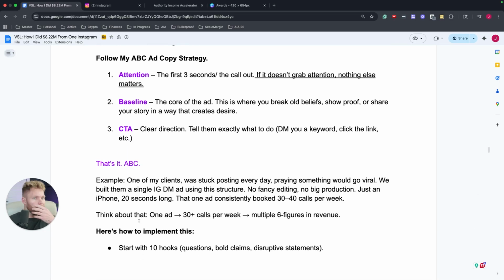So here's an example. One of my clients was actually stuck posting content every day. They were praying that something would go viral. They were posting 2 to 3 times every day, trying to go viral to get more clients. And they were this close to burnout. They literally told me, all right, if this doesn't work, I'm just shutting down my business.